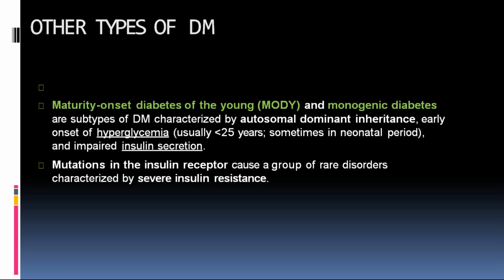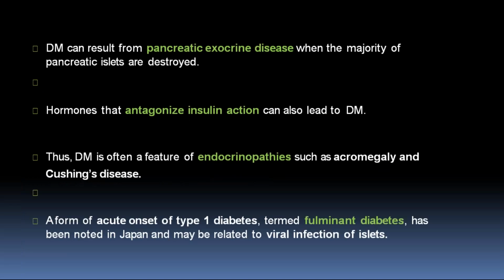Mutations in the insulin receptor cause a group of rare disorders characterized by severe insulin resistance. Diabetes can also result from pancreatic exocrine diseases. Hormones can antagonize insulin action, as a result of endocrinopathies. And even in Japan, fulminant diabetes has been noted: acute onset type 1 diabetes, probably due to some viral infection of the islets of the pancreas.